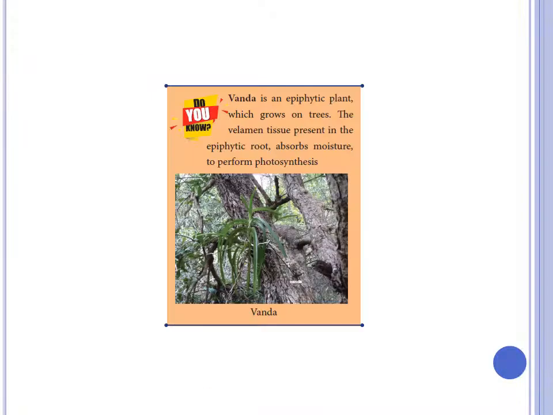Do you know Vanda is an epiphytic plant which grows on trees? The velamen tissue present in the epiphytic root absorbs moisture to perform photosynthesis. Vanda.